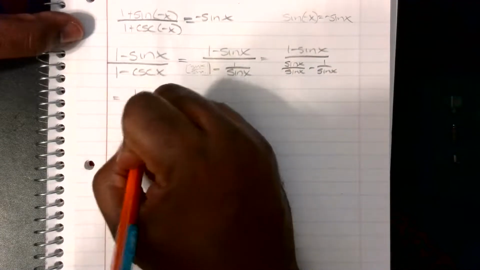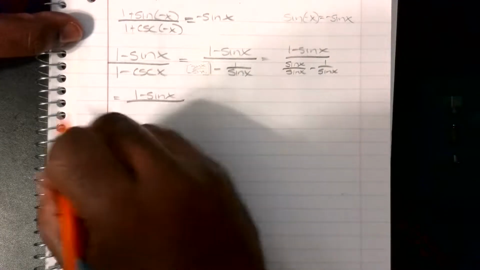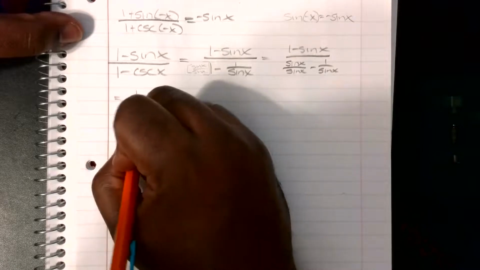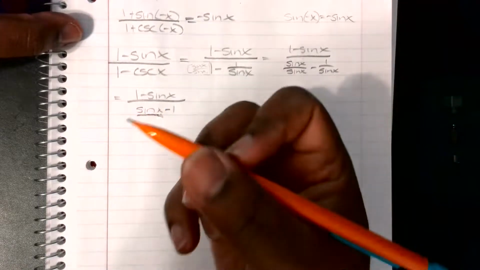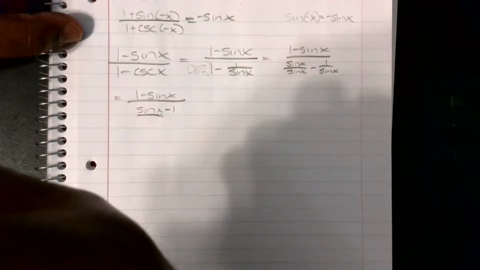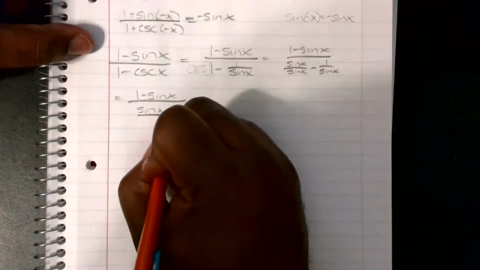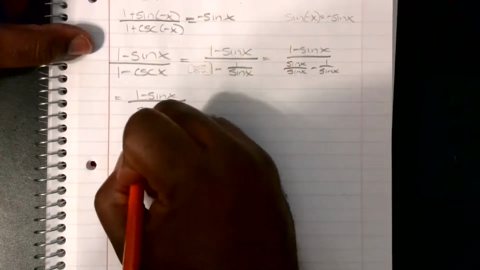All right? Keep going. 1 minus sine of x over sine of x minus 1. Ooh, wow. Never had a pencil eat the paper like that before.